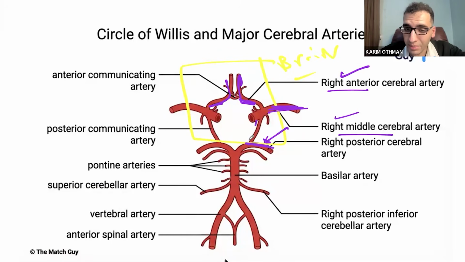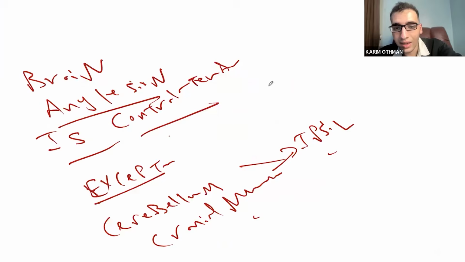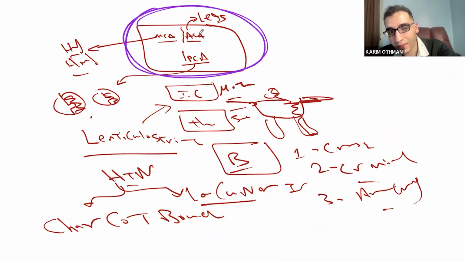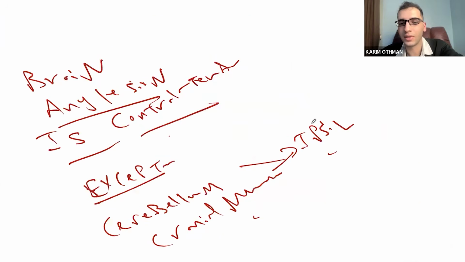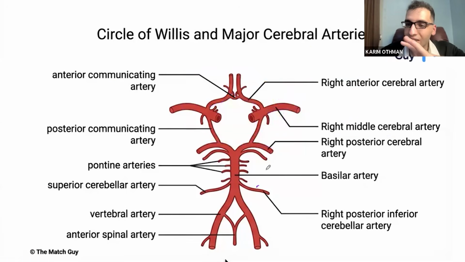Now, the arteries that communicate between the middle and the posterior are called the posterior communicating artery. And the arteries that communicate between the two anteriors are called the anterior communicating artery. And that's it. Okay? So that's the anterior circle of Willis because we said this is the brain. That's literally the circle of Willis that we draw here. Okay? Then, after the brain, let's skip the thalamus and the internal capsule because these are the lenticulostriate.